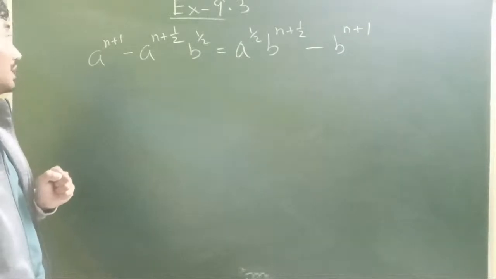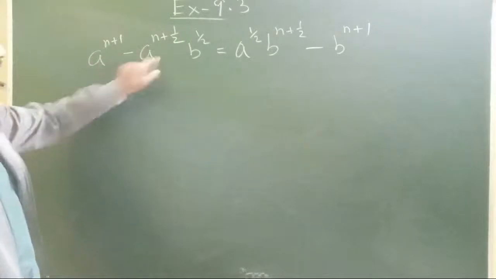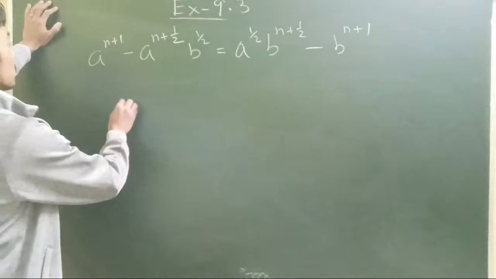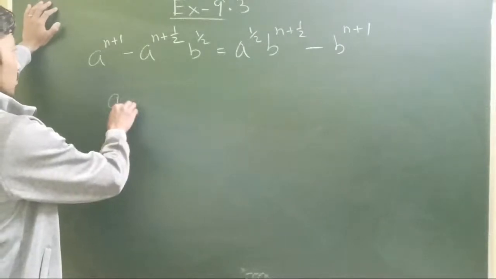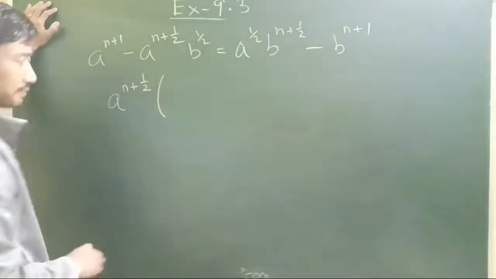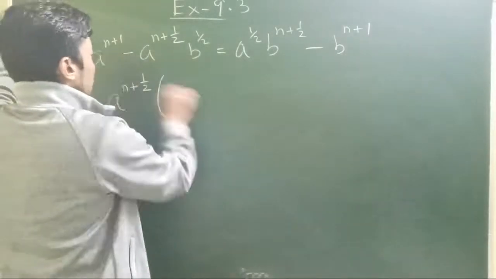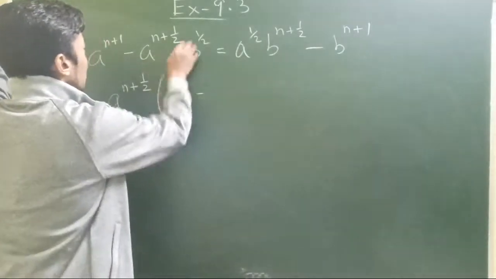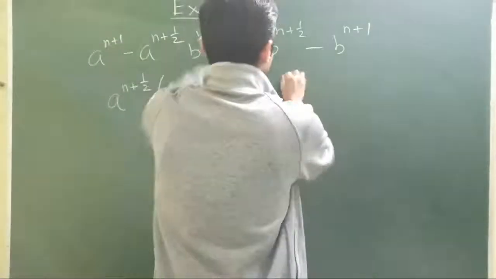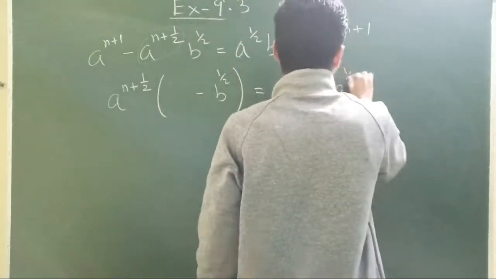Now, some real mathematics. From these two terms, a power n plus 1 by 2, if I take common, forget about this term. What is left here? From here, this term is already taken common. I have left with 1 by 2. Similarly, here also b power n plus 1 by 2 I'm taking common. So here what have I left? A power 1 by 2 minus.